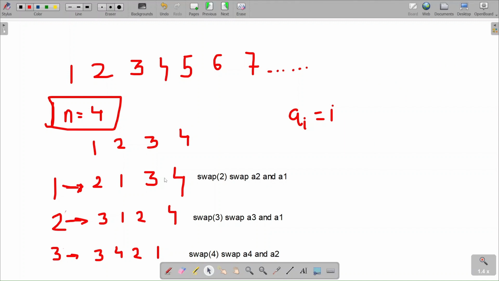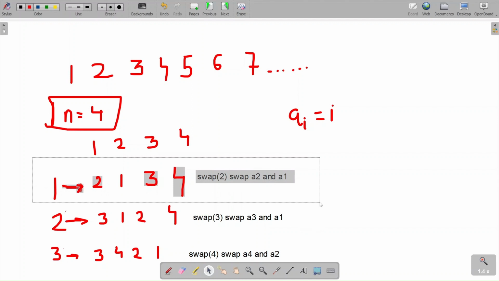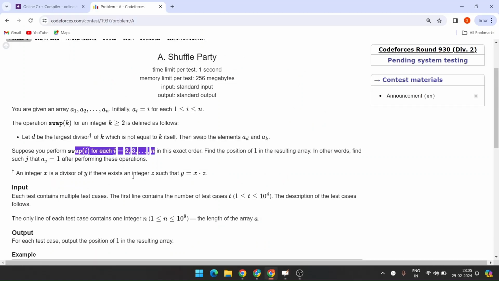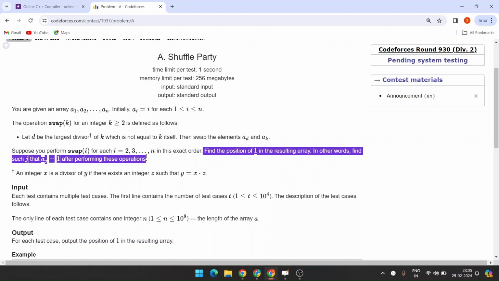Let's see this first operation, swap 2. Swap 2 tells us to swap a2 and a1. That means a2 is at the second position and a1 at the first position, so swap these two. So we have swapped it, and the 1 moves to the second position. The question is asking for the final position of 1. In other words, find the position of 1 in the resulting array, that is, find such j that aj is equal to 1 after performing these operations.